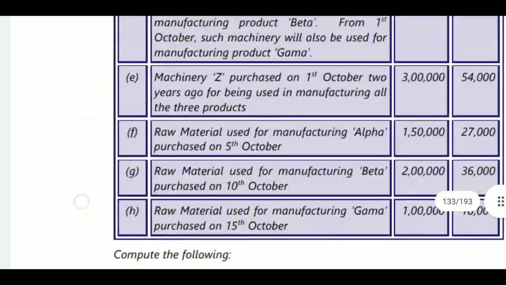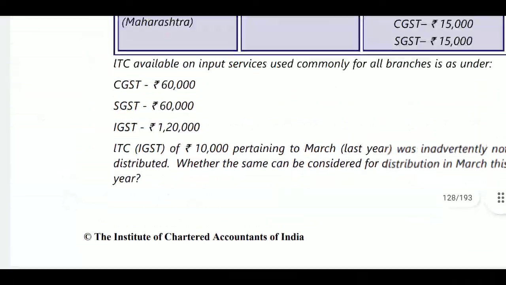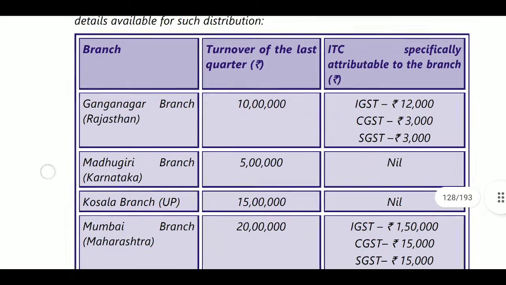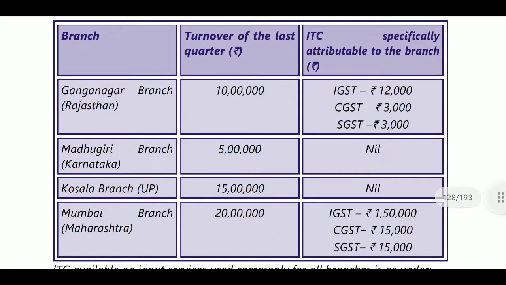This is question number 12. Next, question number 13. What is there in question number 13? Here, Sarani Weavers at Pune, Maharashtra is a registered input service distributor and intends to distribute ITC for the month of March. So for the month of March, based on that, branches: Ganganagar branch turnover will be 10 lakhs. It has specifically applicable 12,000, 3,000, 3,000. When it is specifically applicable, you must distribute specifically to that branch only.